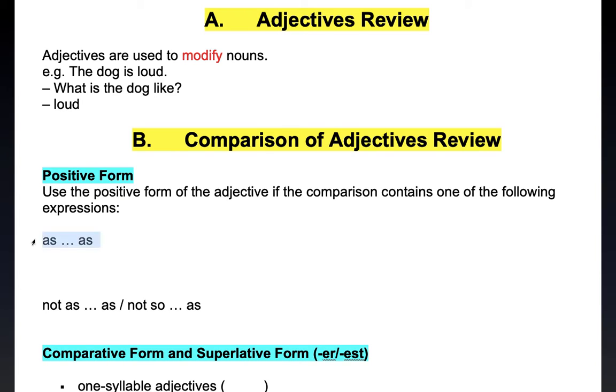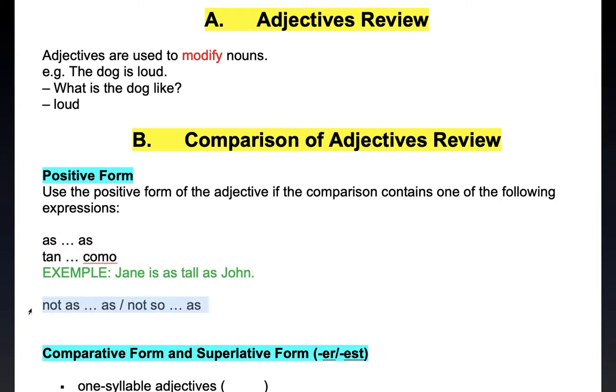As. As in Spanish is tan como. Very simple. For example, Jane is as tall as John. Jane es tan alta como John. Very simple. Tan como. This is the affirmative form.